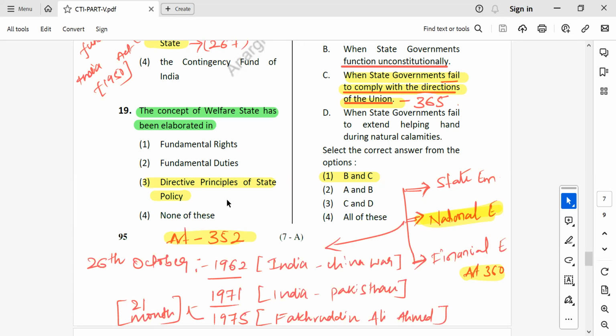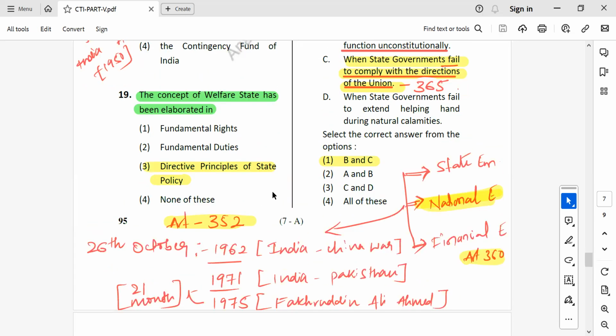Kindly read all three DPSP classifications: socialistic, liberal, and one more. I think these are the three classifications they have considered. You remember all these things. One more I could not recall. So if you know, kindly comment it.